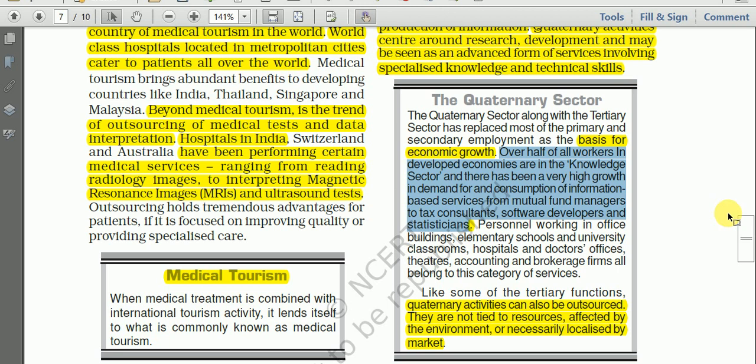So in most of the developed countries in the world, there has been a demand for and consumption of these knowledge-based and information-based services, like mutual fund managers to tax consultants, then software developers and statisticians and the like. So this tells the importance of quaternary activities.